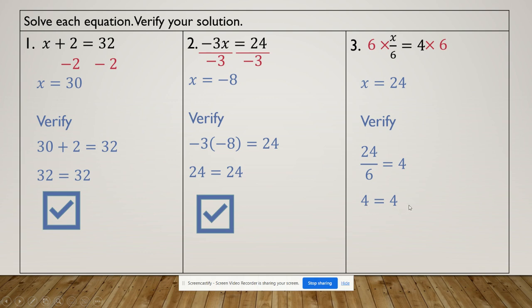24 divided by 6 is in fact 4, and 4 equals 4. Is that a true statement? Hopefully all of us said yes. Okay, so find our solution for x, and verify it by plugging that value into the original and seeing if we get a true statement at the end.